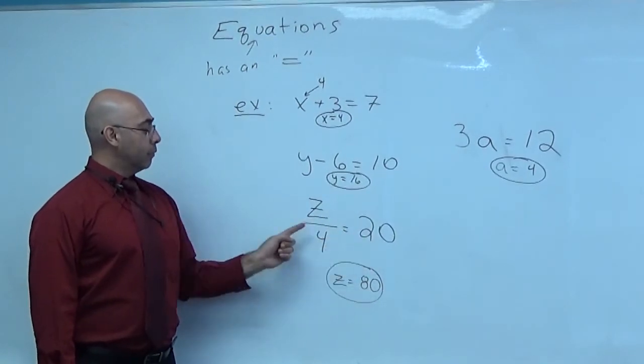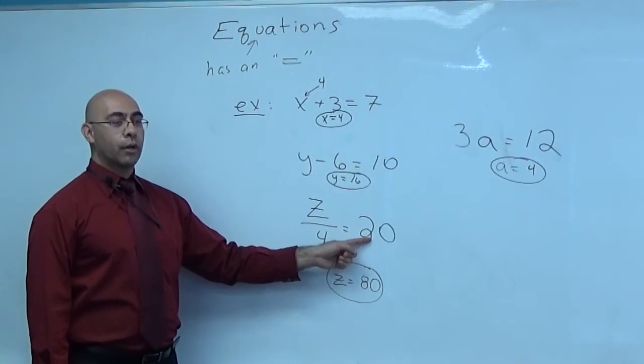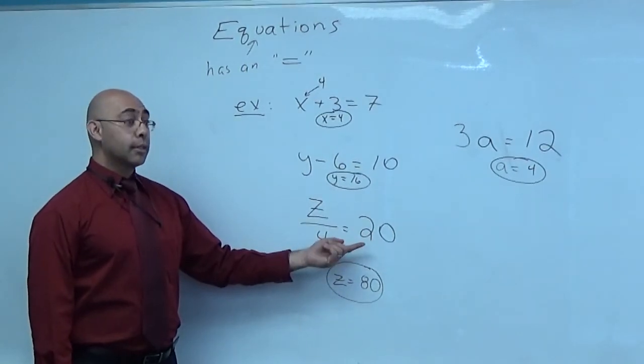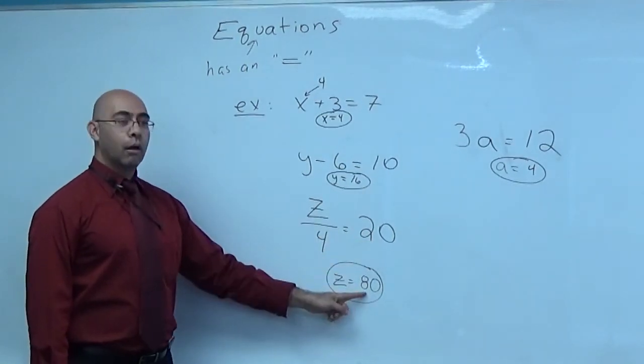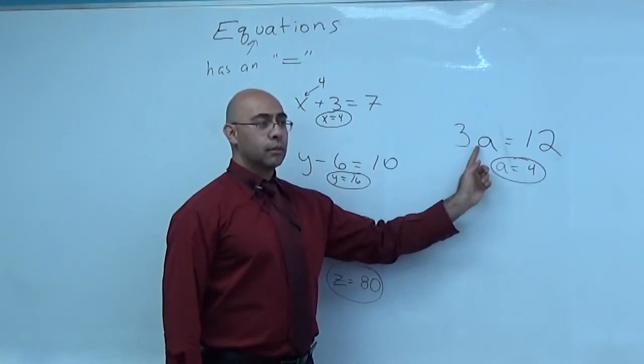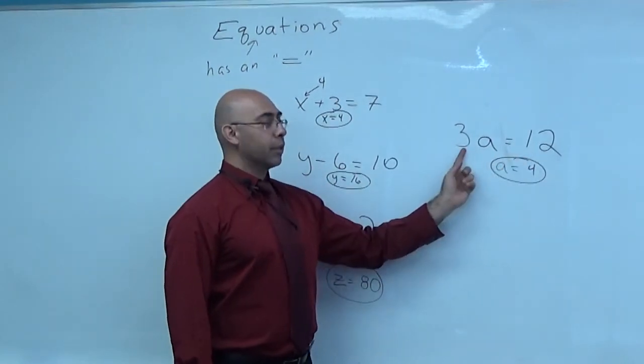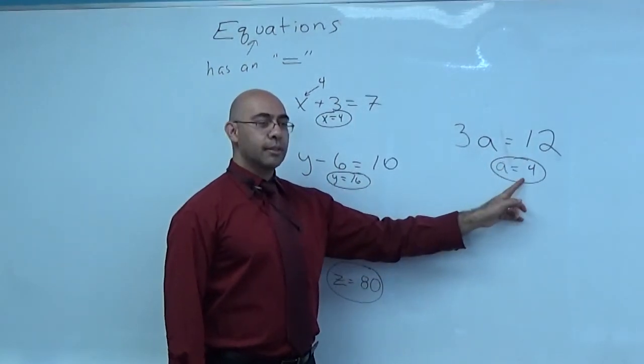All right. What does this say to do? Divide by 4. What's the opposite of dividing by 4? Multiply. So what's 20 times 4? 80. Oh, isn't that what we got there? This means to do what? Multiply. Well, what's the opposite of multiplying? Well, what's 12 divided by 3? 4. Oh, isn't that what that is?